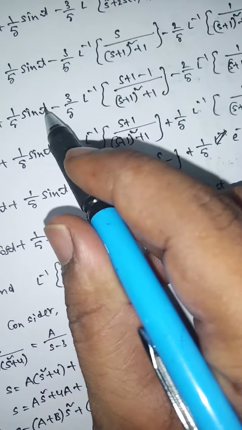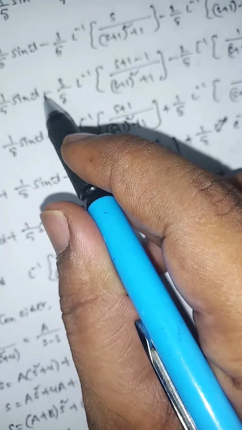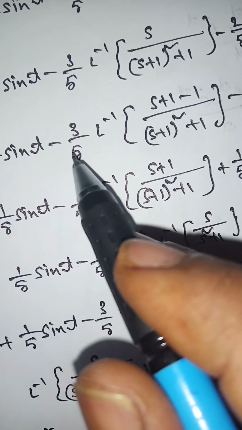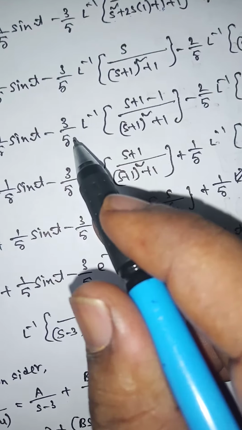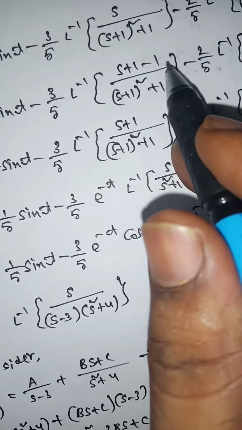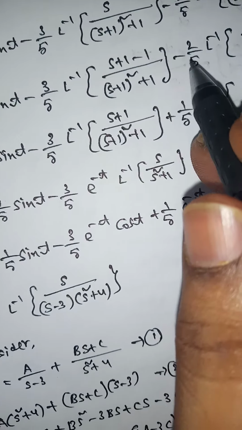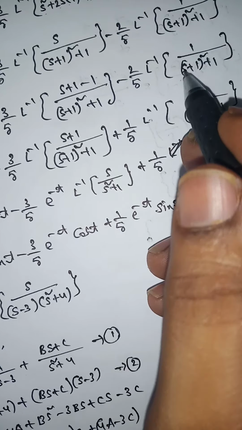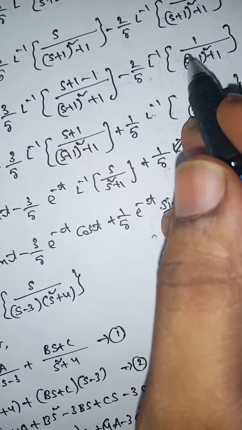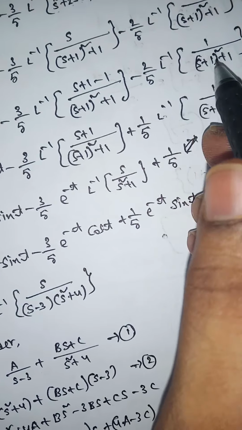And minus, I am converting into two terms, minus into minus plus 1 into 3 by 5. That means what will we have? Minus into minus plus 3 by 5 into L inverse of 1 by s plus 1 whole square plus 1, minus 2 by 5 into L inverse of 1 by s plus 1 whole square plus 1. Both terms are same, 1 by s plus 1 whole square plus 1, L inverse of both.